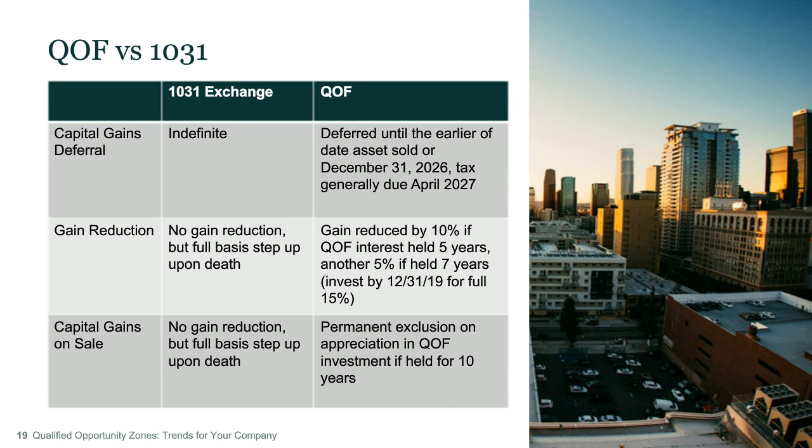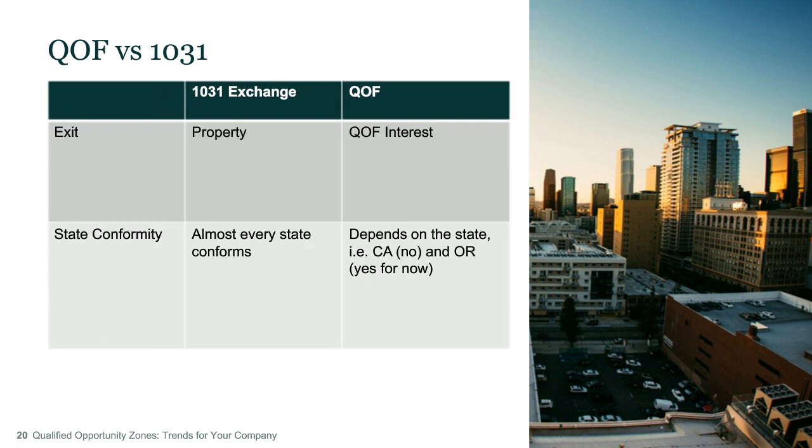And then capital gains on sale. Again, with the 1031 exchange, if you're going to ultimately exit the property in the near future, you've really just bought yourself some time because you can defer the tax until you sell the next property. With a qualified opportunity fund, you actually get the permanent exclusion on the appreciation in the qualified opportunity fund investments. That's a permanent difference between a 1031 exchange and an opportunity fund.